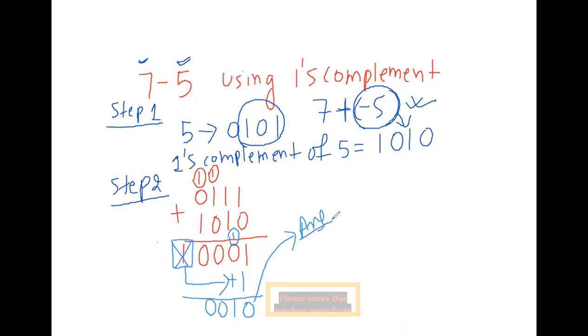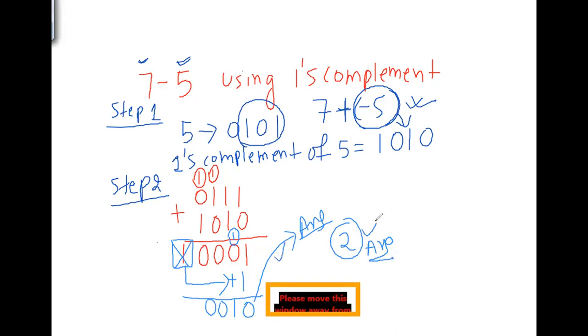Obviously we don't want our answer in binary, we want our answer in decimal. So convert this binary to decimal. 0010, what is the conversion? The decimal conversion is 2. So this is the answer in binary, and this is the answer in decimal.